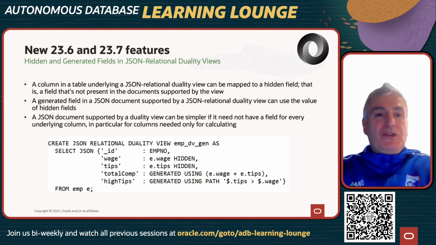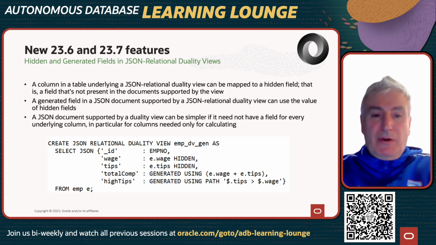And there is a new thing also called hidden and generated fields in JSON-Relational Duality View. Think of the employee table. In the employee table, you have an employee number, a wage column, and a tips column. Now you can create a JSON duality view based on the employee table where you have the wage and tips as hidden. They don't show, but you can use those in order to create a generated column.